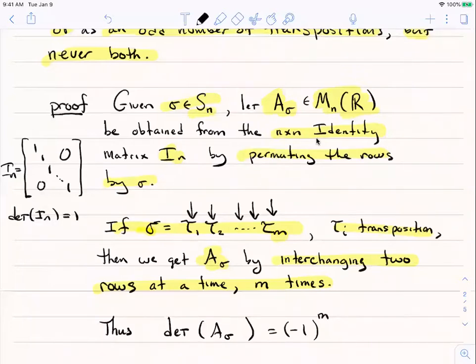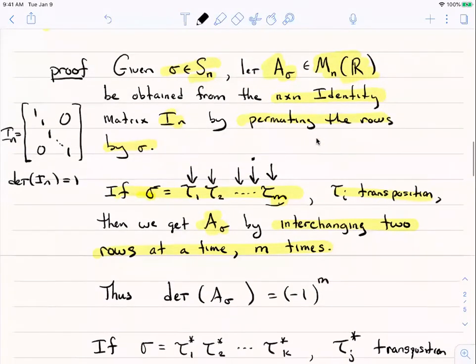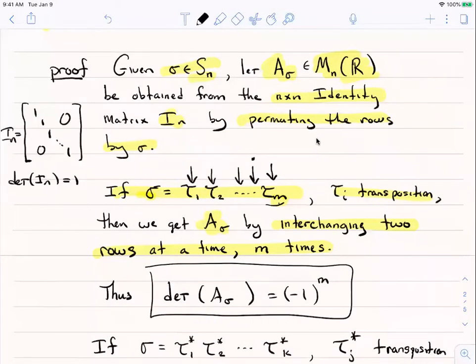So when the first transposition tau m goes, it swaps 2 rows, and now the determinant is -1. Then tau m minus 1 goes, and the determinant is 1 again, and so on. Depending on whether m is even or odd, you've multiplied by -1 an even or an odd number of times. The determinant of this matrix, A sub sigma, is going to be (-1) to the m, with m being the number of transpositions.